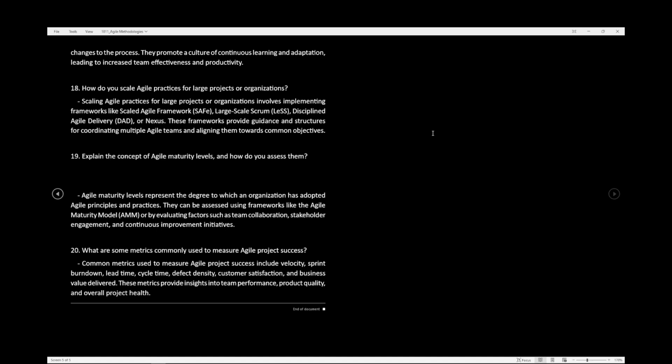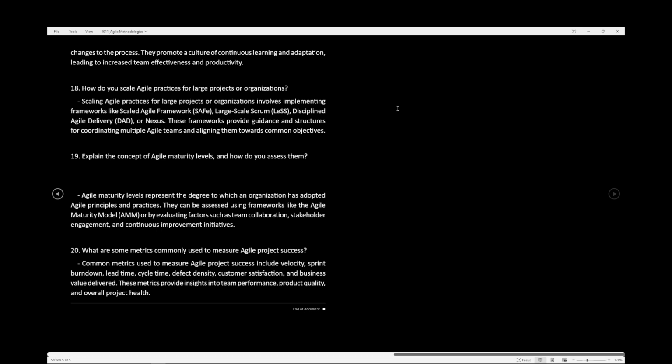What are some metrics commonly used to measure agile project success? Common metrics used to measure agile project success include velocity, sprint burndown, lead time, cycle time, defect density, customer satisfaction, and business value delivered. These metrics provide insights into team performance, product quality, and overall project health.